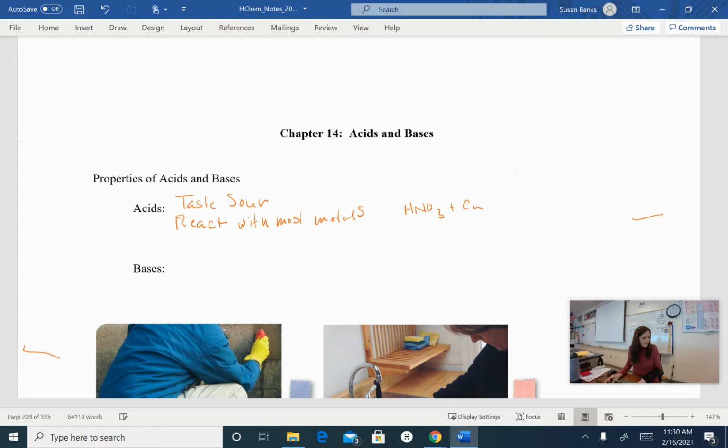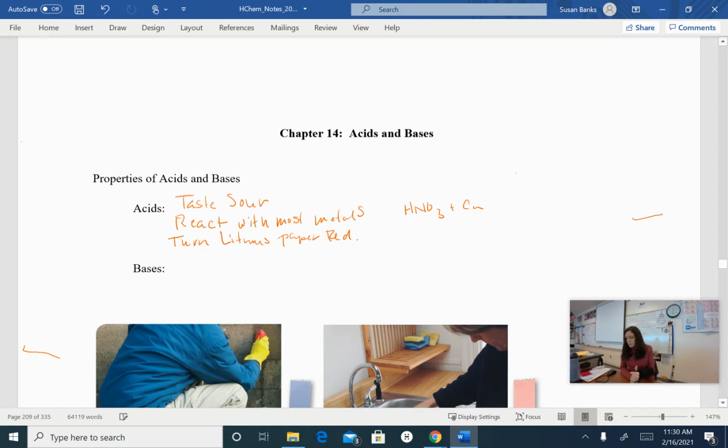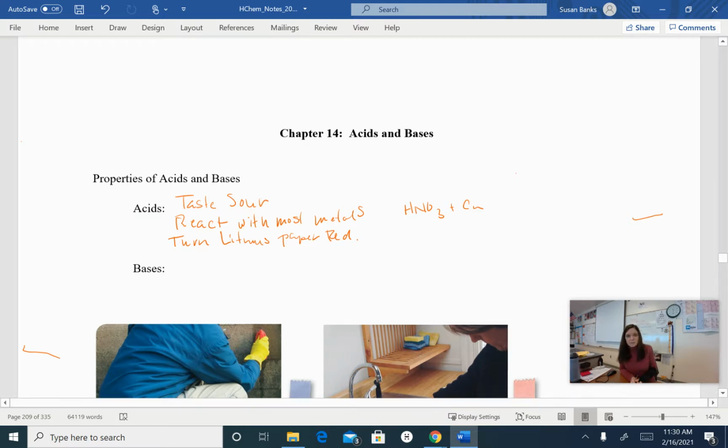Okay. We also have that acids turn litmus paper red. Okay, so you can get two types of litmus paper. You can get red litmus paper or you can get blue litmus paper. If you put acids on any of those two types of litmus paper, it will make it turn bright red.